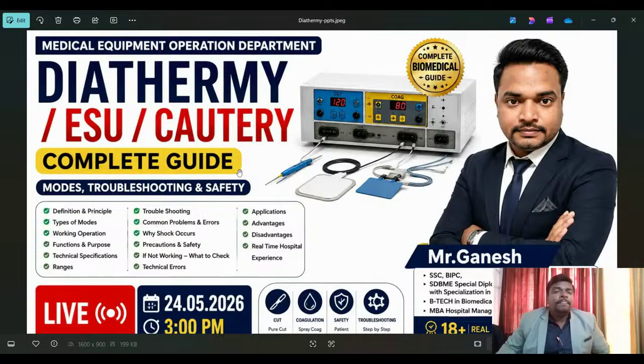Let me go. Today my topic is medical equipment from the operation department: diathermy or ESU and cautery. The cautery machine, these are all the same name, and there is a complete guide available covering modes, troubleshooting and safety. This is very critical equipment. As a biomedical engineer, you should know all these things. I am talking to all biomedical engineers: whoever does not have the skills, that person has to focus.